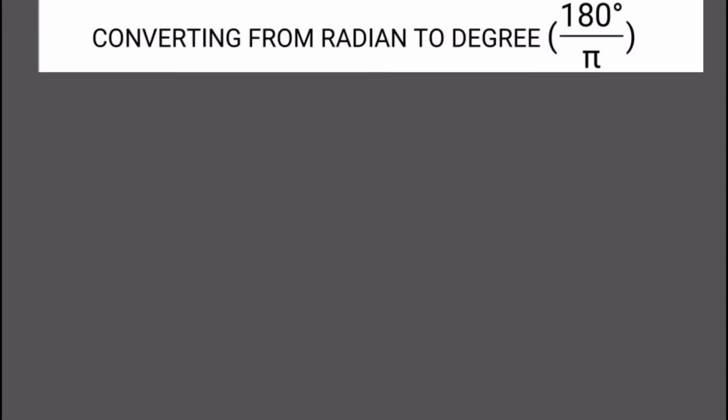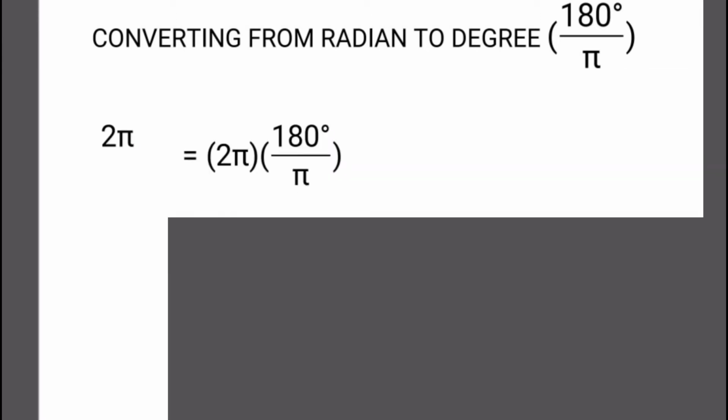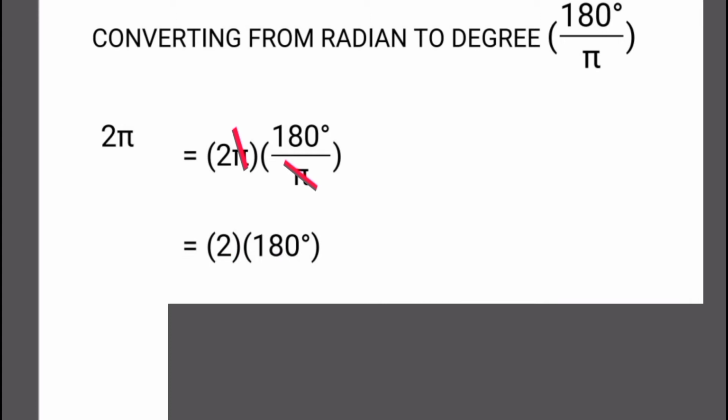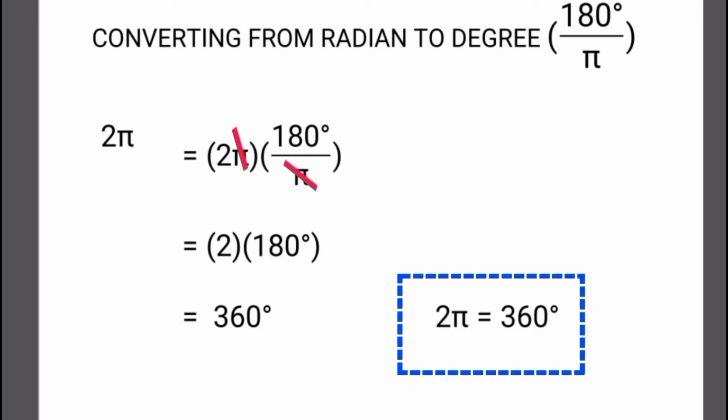The next one. In converting from radian to degree, you must multiply the given radian by 180 degrees over pi. For example, the given radian is 2 pi. So, 2 pi multiplied by 180 degrees over pi. Let's cancel both pi so we now have 2 multiplied by 180 degrees. Then multiplying it we have 360 degrees. Therefore the degree measure of 2 pi is 360 degrees.